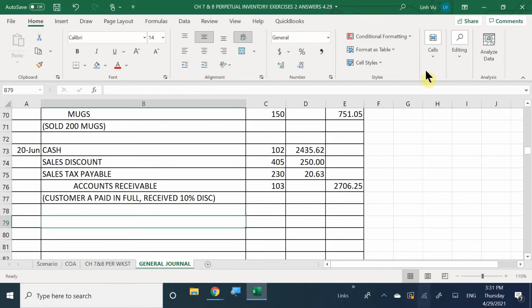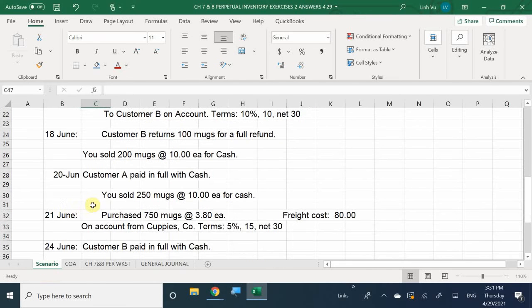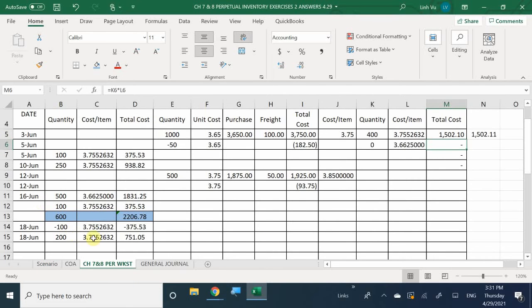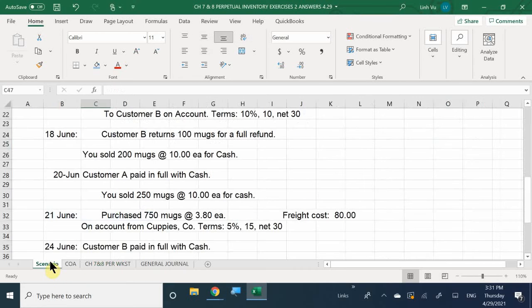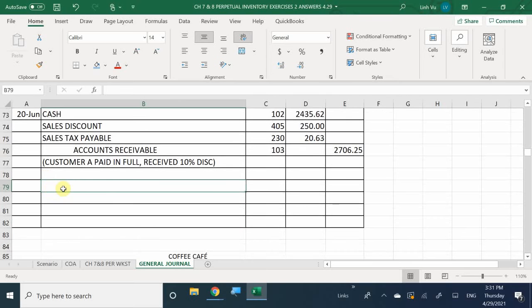Right. So then let's see what happened here as well. The same day, on the 20th of June, we sold 250 mugs at $10 each. So then we end up selling another 250 mugs. Okay. So journal. So once again, since let me see.